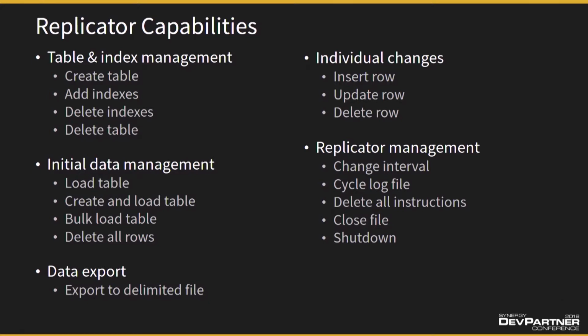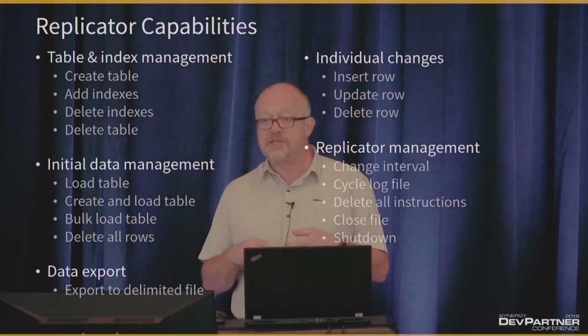So you can change its processing interval on the fly. You can tell it, if you've got logging enabled, you can tell it to close and reopen the log file. You can tell it to purge all instructions from the queue file if you want to clear things down because something's gone wrong. These are really more useful in debugging scenarios than anything else. You can tell the replicator to close a certain file and it will reopen it the next time if it needs to, if it encounters an instruction again. And you can send it an instruction to stop processing.